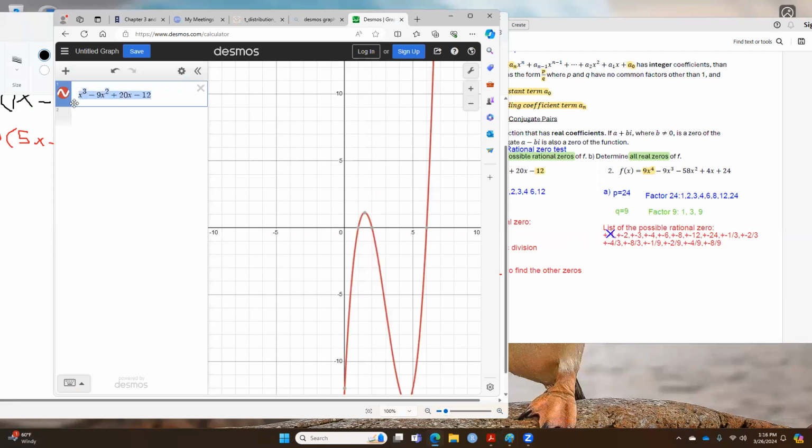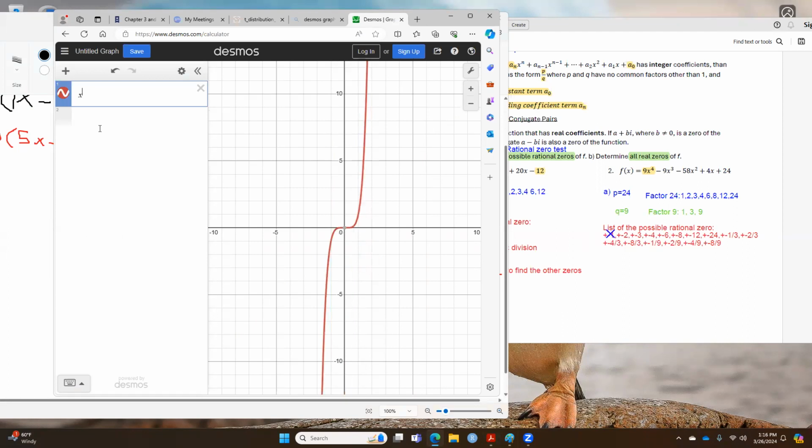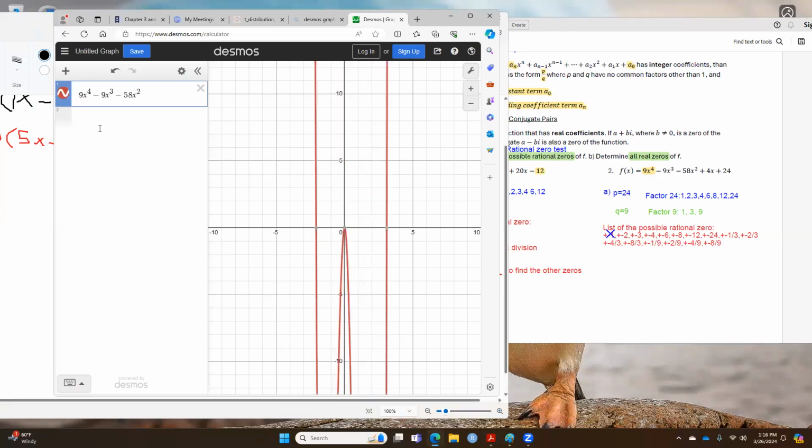So sometimes in the test, I provide you the graph. The reason why I provide you the graph is because the zeros are a little bit hard to find, or in this case, you have a lot of zeros and you do not want to go through them one by one. So I just give you this graph so that it will make your life way easier.